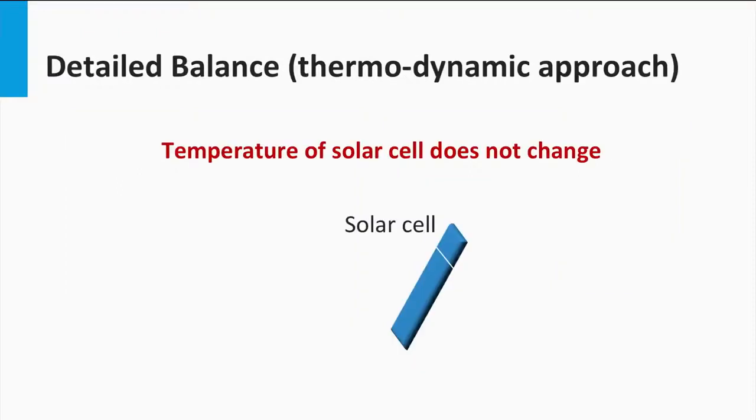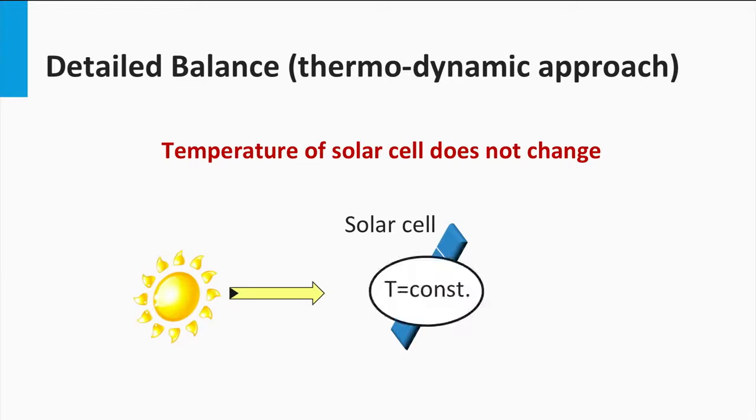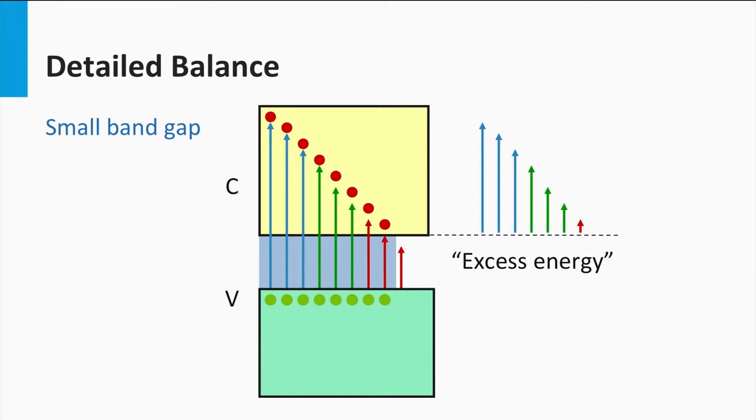This means, in a very simplified picture, we make a kind of thermodynamic approach of the solar cell. We have the AM 1.5 spectrum incident on a solar cell. We don't allow the solar cell to increase in temperature. This means that all energy in the incoming AM 1.5 spectrum can escape the system of the solar cell by either the current density generated or by the radiative recombination of charge carriers. In this figure, the energy lost as heat is indicated as excess energy.